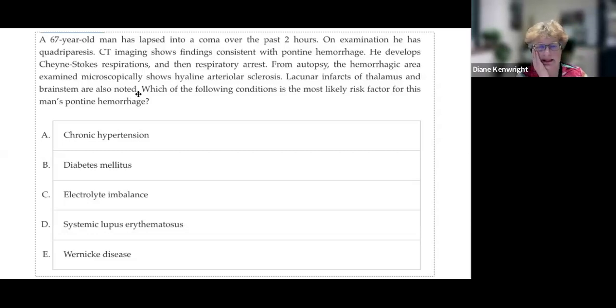So this is telling us it's in the pons, all these symptoms. This is telling us he has arteriolar problems, with the hyaline change, because they've got lacunar infarct. And even here, it's hyaline arteriolar sclerosis. So the deep penetrating arteries of the pons are the problem. He would most likely have had chronic hypertension, because all those changes are associated with hypertensive brain disease.